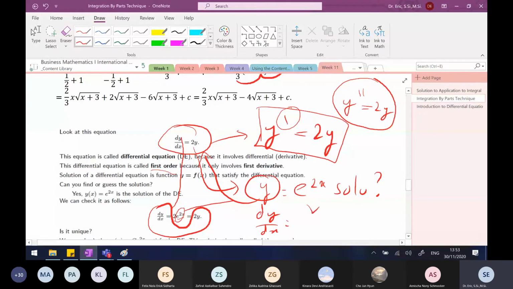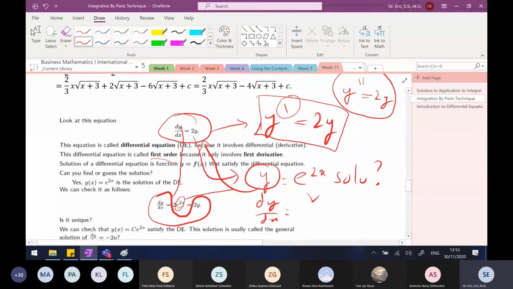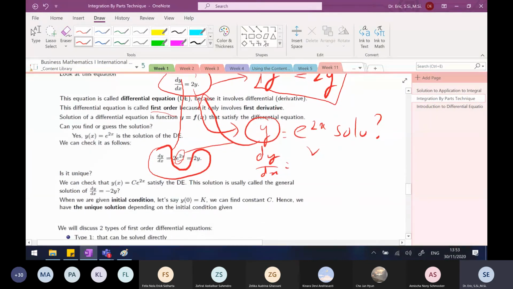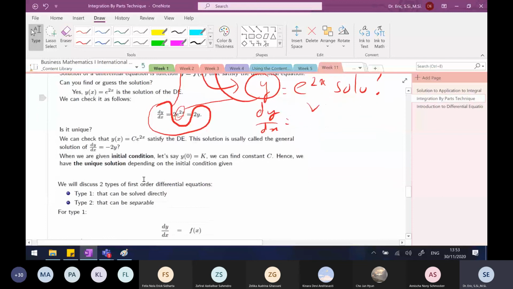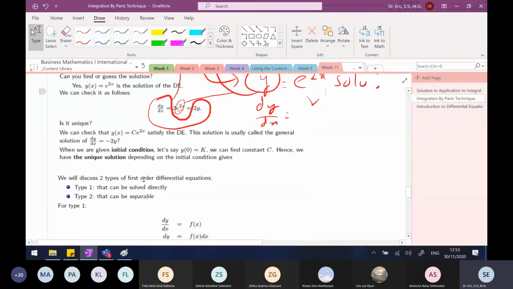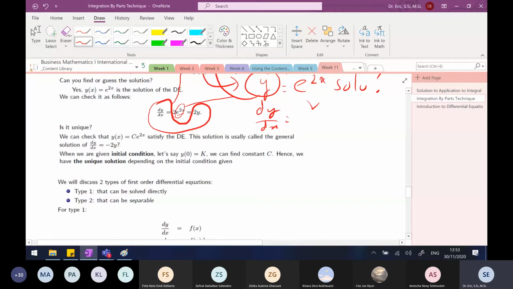So this is a solution. For a differential equation, you want to find the solution of this. And this is not unique, because you can multiply it with a constant, and it's still a solution. So the general solution of this is y(x) equals a constant times e to the power of 2x. K times e to the power of 2x. This is the general solution.